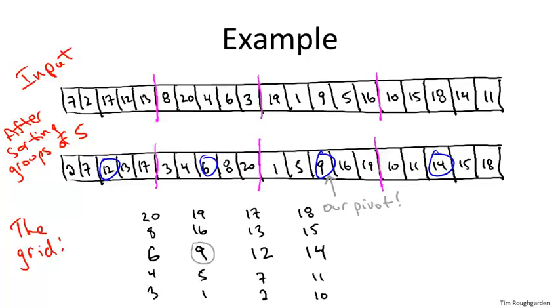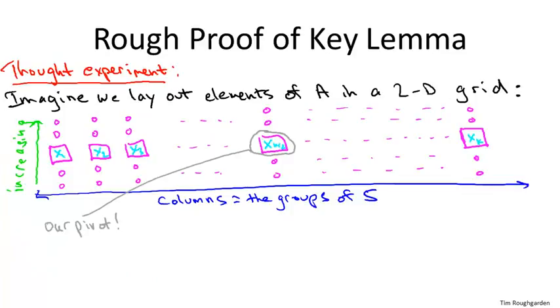I hope that makes clear what these X's mean and what order we have amongst the rows, amongst the columns, and so on. So let's go back to the general argument. Here is the key point. Here is why we're doing this entire thought experiment. It's going to let us prove our key lemma that we get a 30-70 split or better. 30% of the stuff at least is less than the pivot. 30% of the stuff at least is bigger than the pivot.